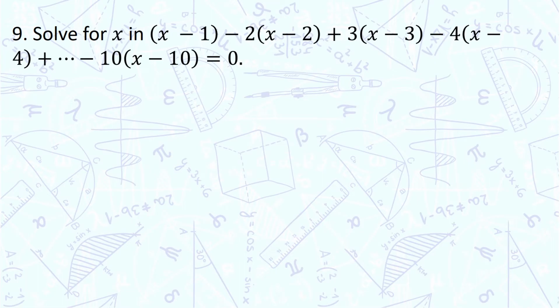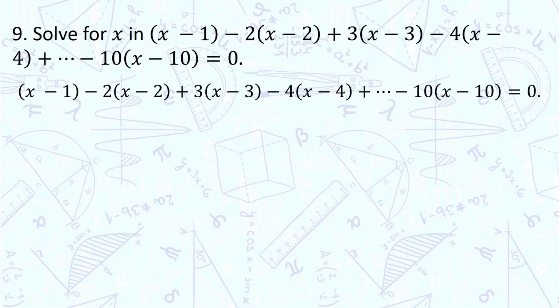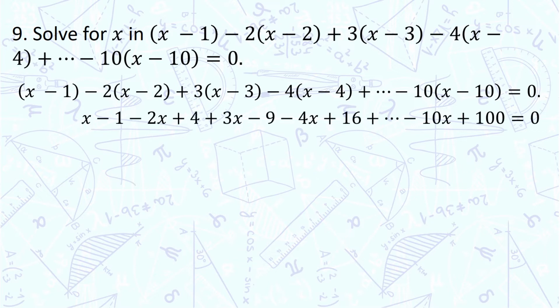Let us rewrite the equation, and then let us do the distributive property. Getting rid of the parentheses, we'll have x minus 1 minus 2x plus 4 plus 3x minus 9 minus 4x plus 16, until minus 10x plus 100 equals 0.